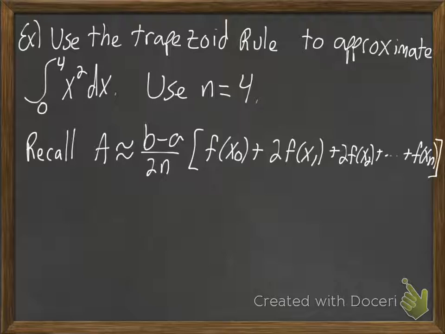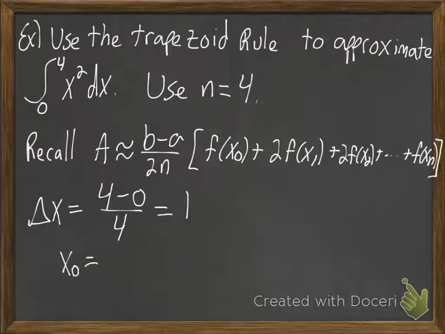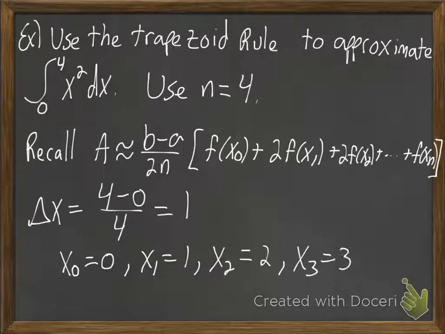So the first thing we do, just like we did with our rectangles, is we start with a partition. Well, delta x would be (b minus a) over n, so (4 minus 0) over 4, which is 1. So our partition would look like this: x0 equals 0, x1 equals 1, x2 equals 2, x3 equals 3, x4 equals 4.